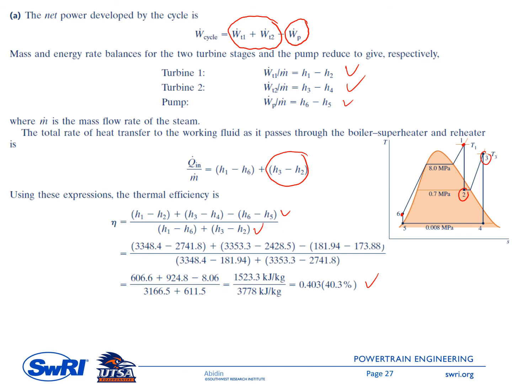The efficiency is 40.3%. Okay, 40.3%. As I mentioned to you earlier, in example 8.1, where the system doesn't have a superheater and doesn't have a reheater, the efficiency was only 37.9%. So you see there is an increase of about 2.4% by having a superheater and reheater in this cycle.